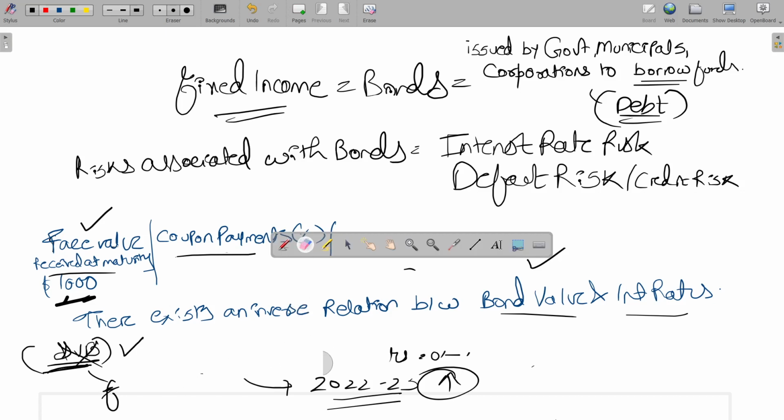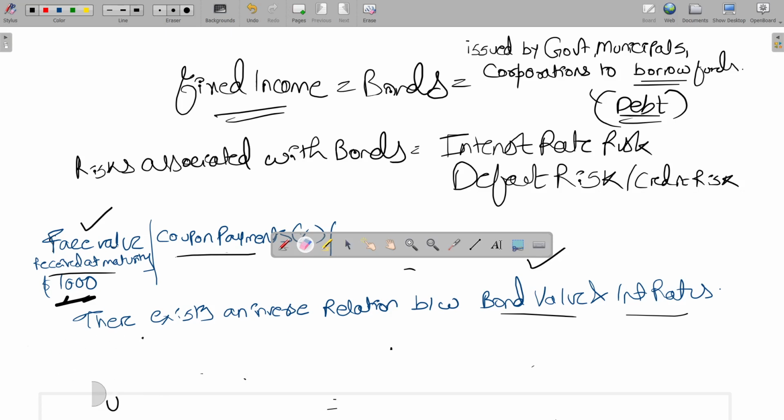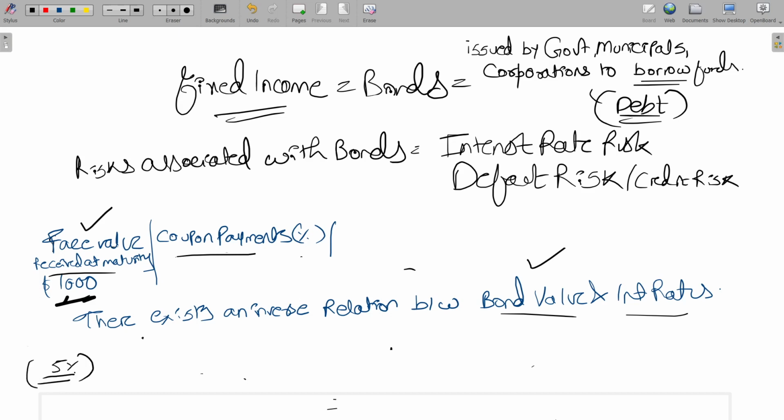So why is there an inverse relationship? Right, you may ask yourself, the market interest rate is increasing, so the bond value should also increase, right? Not exactly. For example, let's just assume the current market interest rate is 5%. The thing about bonds is that a bond has a fixed coupon and a fixed par value or face value that you get at maturity, which is, as I said, 1000.